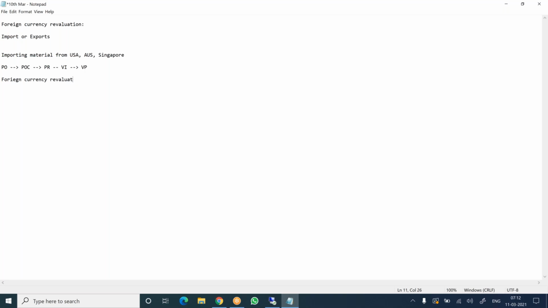In detail I will explain to you. To run this, you need to run the foreign currency revaluation in the AP module, because you are doing a purchase process.